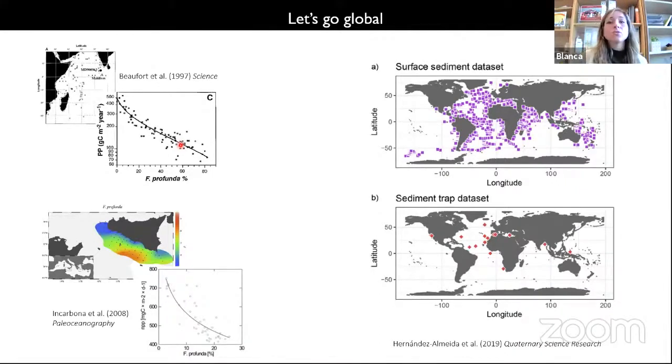So we wanted to go global, and we had different aims. The first one was to delimit the current biogeographical distribution of Florisphaera profunda in all the oceans. We also wanted to assess the robustness of Florisphaera profunda relative abundance and net primary productivity relationships across different oceans or regions. And finally, we wanted to develop a calibration model that allows a quantification at the global scale of net primary productivity changes. We compiled data on Florisphaera profunda relative abundance from 1,300, I think, or 1,250 more or less, surface sediment samples and 26 sediment traps located across a wide latitudinal range in all main oceanic basins.